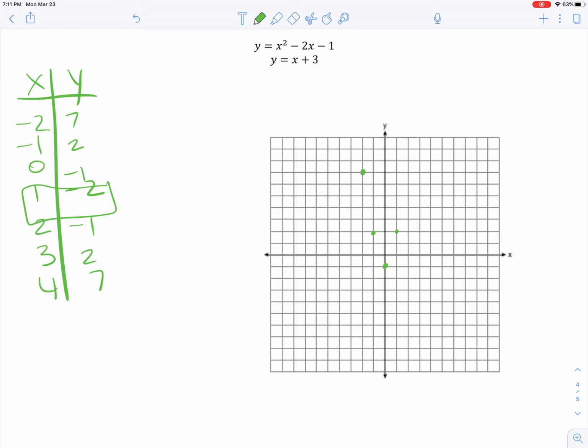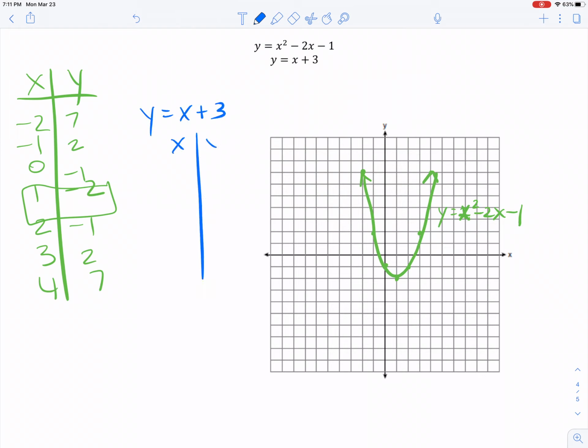Oh wait, I forgot the 1, negative 2. 1, negative 2, and back up. Arrows on either end. Sketch the curve, label with the correct equation. Then y equals x plus 3.